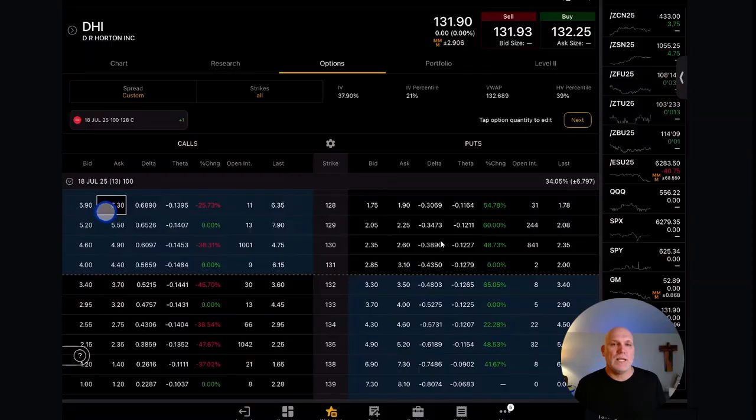So if I were to hold this to expiration in 13 days, it's only going to lose $1.40, because no matter what, my intrinsic value is $4.90. So it's only going to decrease to $4.90. So the goal is that I want the price to rise. Here's my delta. There's a 68, 69% chance that it's going to expire above 128. That's already calculated for me.